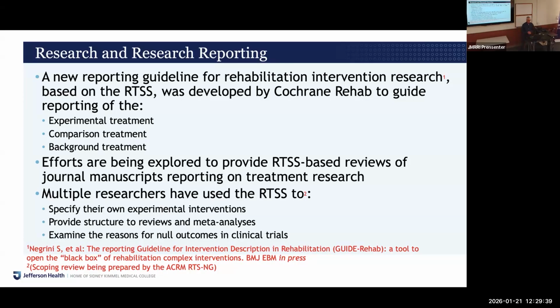And by treatments, this is another thing that was a step forward. Here's how you should report the experimental treatment. That, in some sense, is the easiest because you're in control of that and you ought to know what's in it. But how do you report the comparison condition if it's not something you personally designed? You won't know as much about it. You won't have the same level of detail.